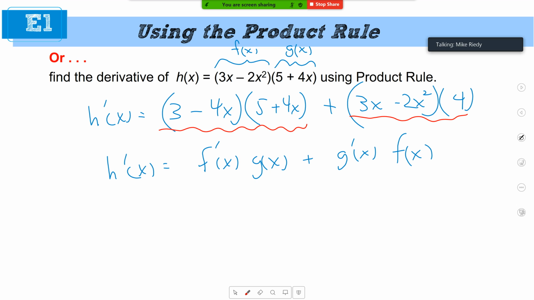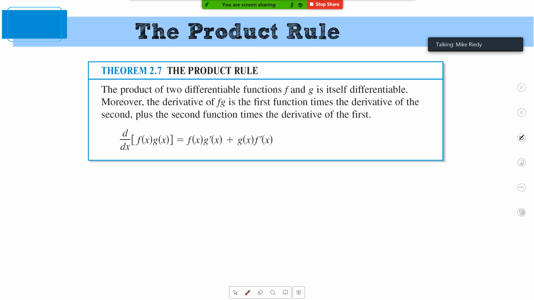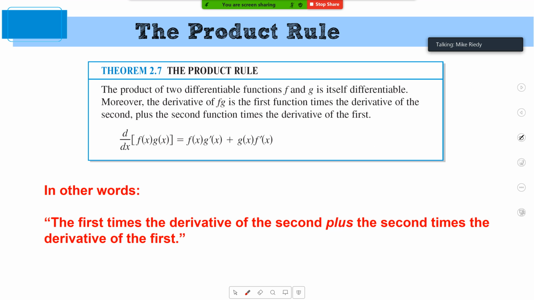Okay, so here's the fancy blue rectangle. The derivative of a product, here it is in English: the first times the derivative of the second plus the second times the derivative of the first. Now, in the last slide, I may have said it backwards, but it doesn't matter because it's a plus sign. So if you take this and this and switch them, you still get the same thing. Doesn't matter what order you go in.